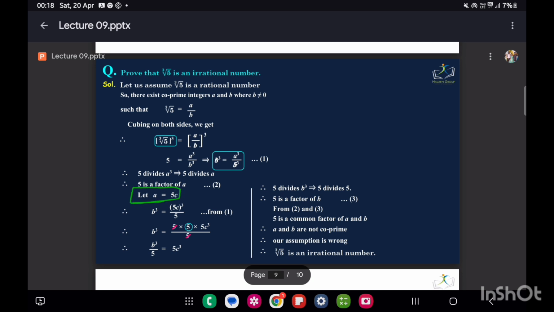Applying this value of a in this equation, we get b cube equals 5c cube divided by 5. So b cube equals 5 into 5 into 5 into c cube divided by 5, because 5 is multiplied three times with c cube. Here one 5 in the numerator and the 5 in the denominator cancel.